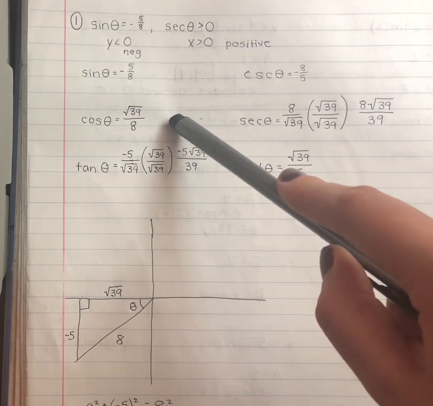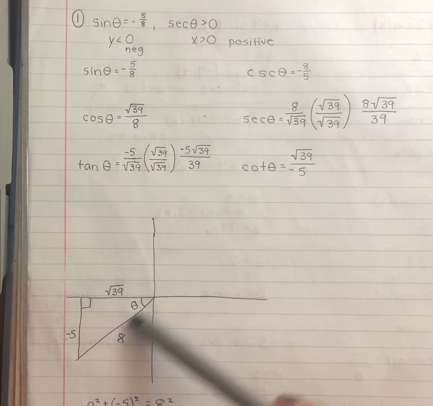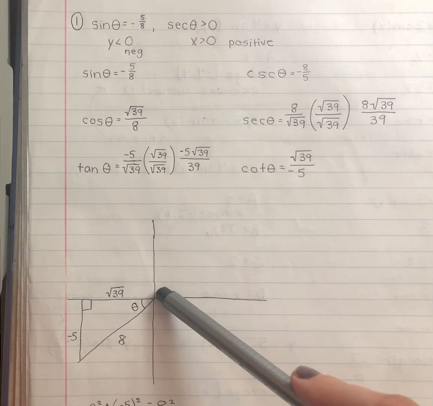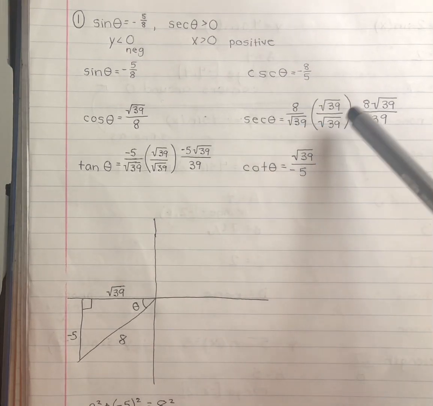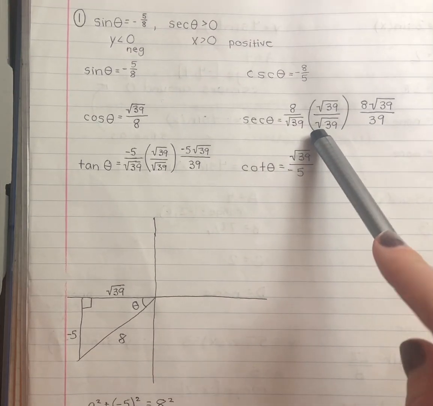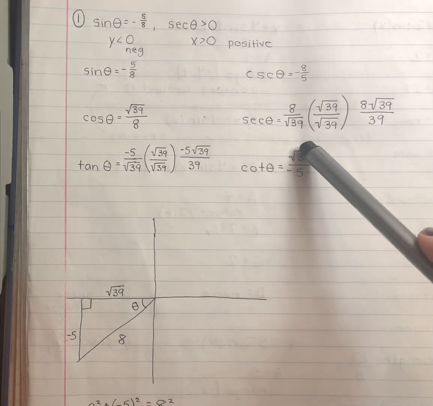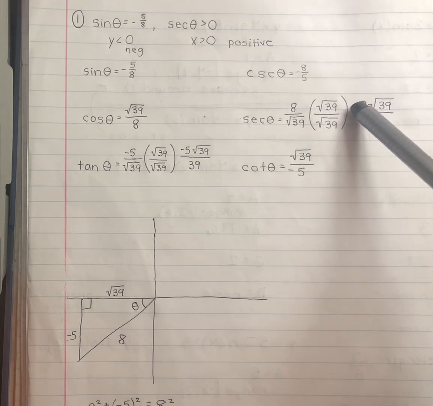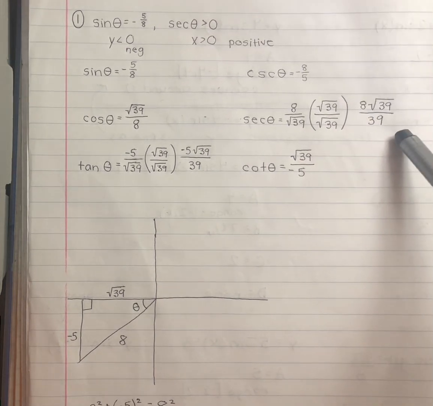Cosine is adjacent over hypotenuse, so we take our adjacent side and put it over our hypotenuse side. And then for secant, it's cosine switched, so it's hypotenuse over adjacent. But we can't leave the square root of 39 on the bottom, so we have to multiply both the top and bottom by the square root of 39 to get 8 square root 39 over 39.